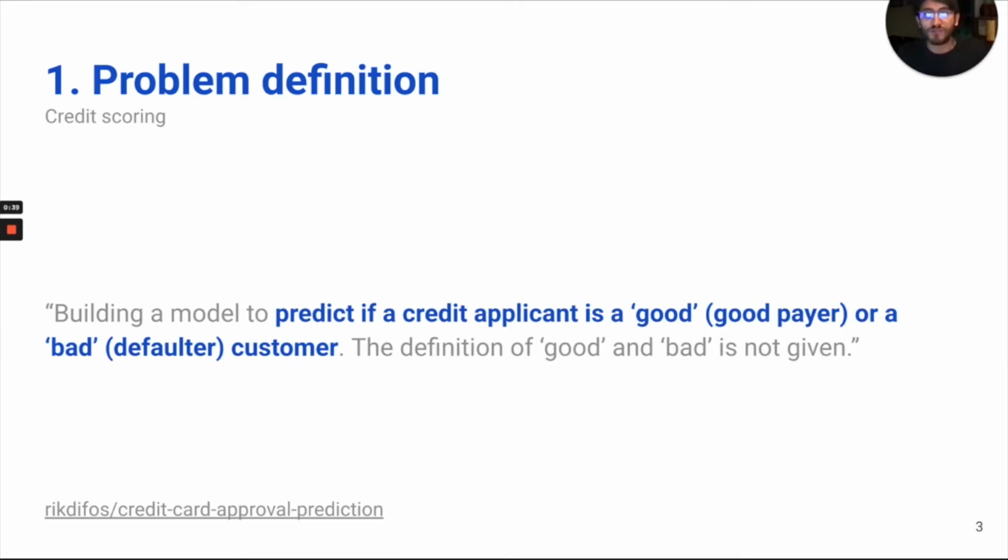So the idea was to build a model to predict if a credit applicant was a good or a bad customer, or if you prefer, to identify good payers and defaulters. However, there was no clear definition of good and bad in the original datasets, so I had to create one label by myself by looking at the details in the available data.